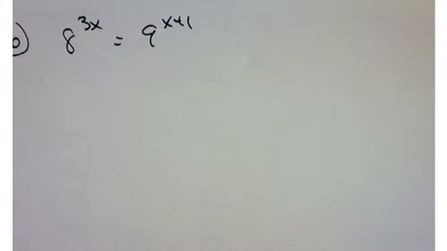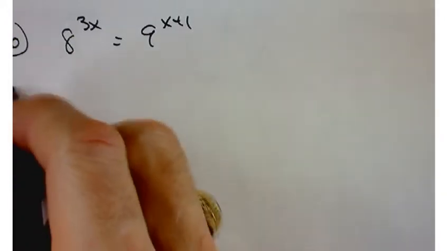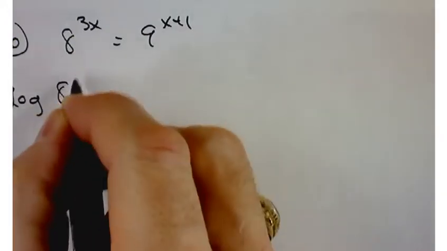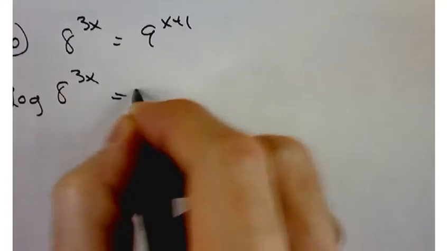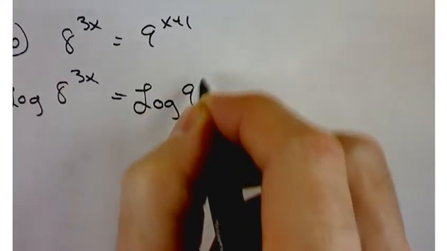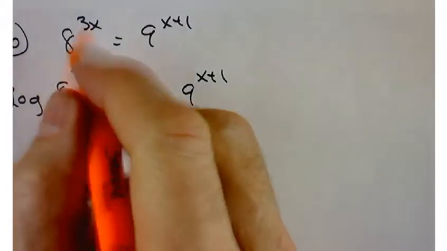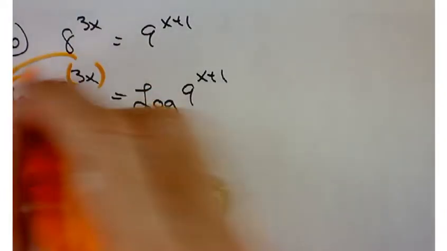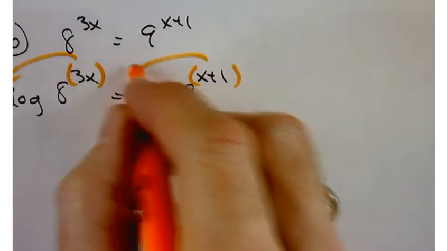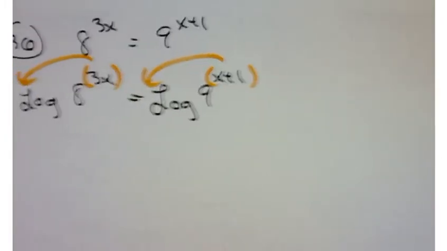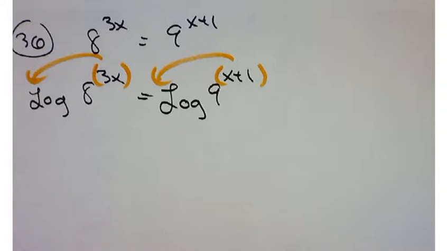Take the log. Good. So it should start with log of 8 to the 3x equals a log of 9 to the x plus 1. And then you start using your power rules. That term is going to come out in front as well as that. So, see what you can do with this one? If you did it right, you should get something a little bit more than 0.5.